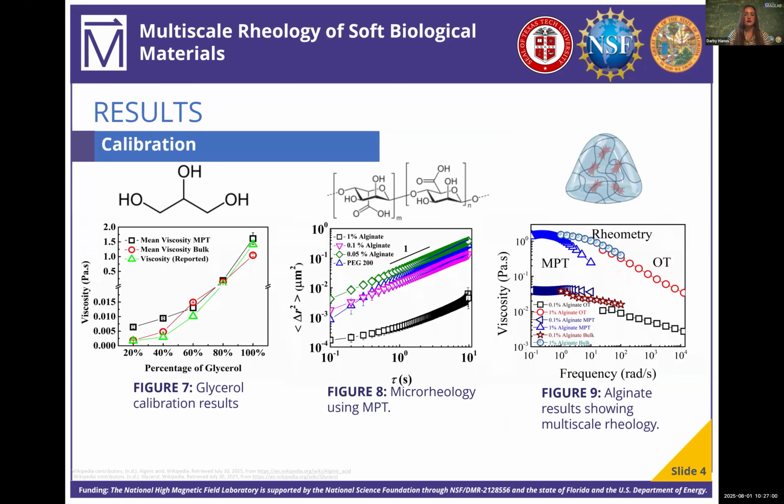So the results we got, we chose some materials for calibration, including glycerol, alginate, and polyethylene glycol. So in figure 7, you can see our values in red and black very closely aligned to the previously reported values in green, which means that we were on the right track. And then in figure 8, we looked at the mean square displacement of all the particles, and you can see that the mean square displacement increased as viscosity decreased, which makes sense. And you can see the chemical structures getting more and more complex as well.